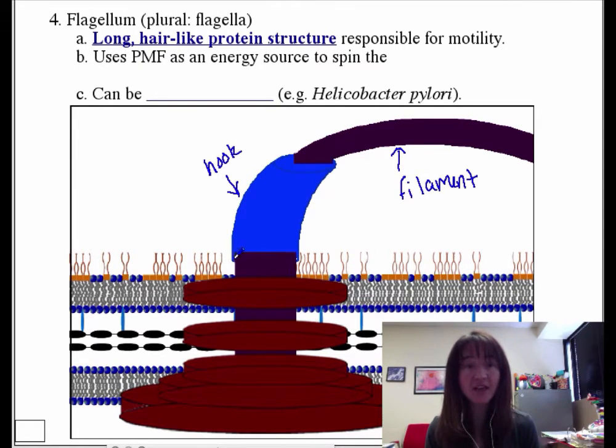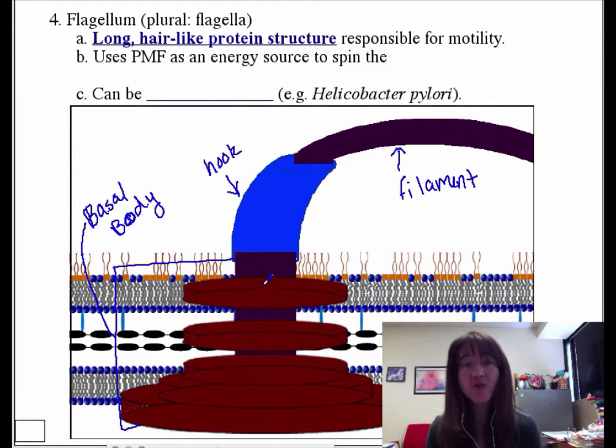And then lastly, this very basal structure that's embedded in the cell wall and membrane. And this is called, together collectively, the basal body. So hook, filament, and basal body comprise the flagellum. And further, the basal body is constructed of all of these different rings.